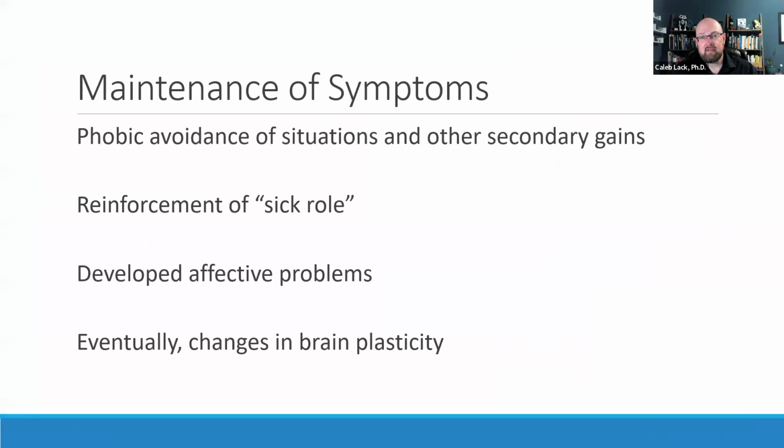In terms of maintenance that we see with these kinds of symptoms, we tend to see a lot of phobic avoidance of situations. Other particularly, like secondary gain someone may get from displaying these symptoms. Sometimes in familial situations, you might have somebody being reinforced inadvertently for having this sick role in the family. Certainly because of these symptoms, we see people develop affective issues.